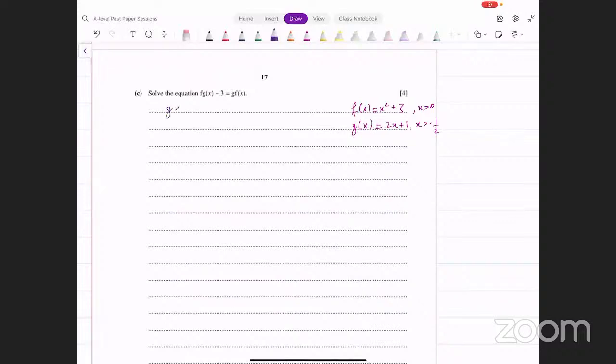We already have fg of x, so there's no need to find it again. Let's find gf of x for the equation. g of f of x: we have to input f inside g, that's g of x square plus 3. Put x square plus 3 in place of x inside the g function. We get 2 into (x square plus 3) plus 1. That's your gf of x function, and that gives you 2x square plus 7.